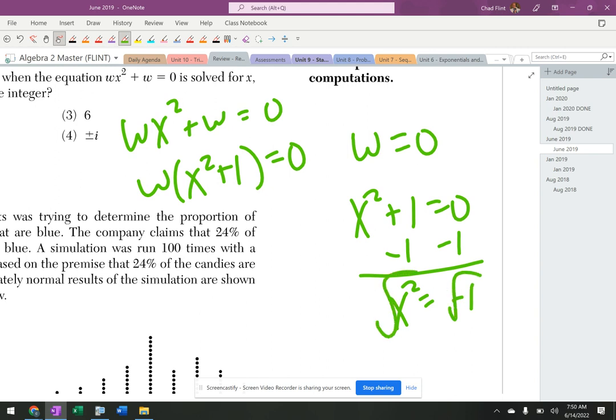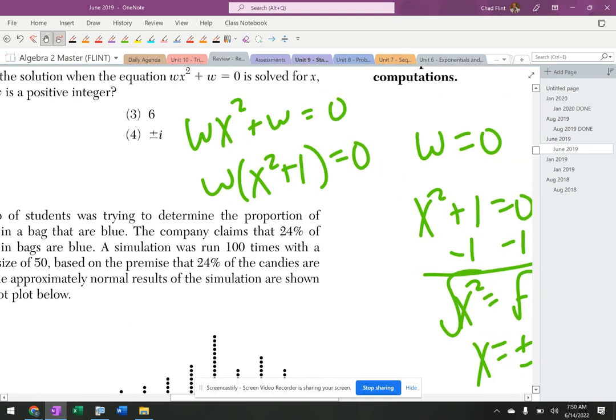I square root that, and I'm going to get x equals plus or minus i, because the square root of -1 is i. I wasn't actually thinking about that. I was thinking about the question itself.